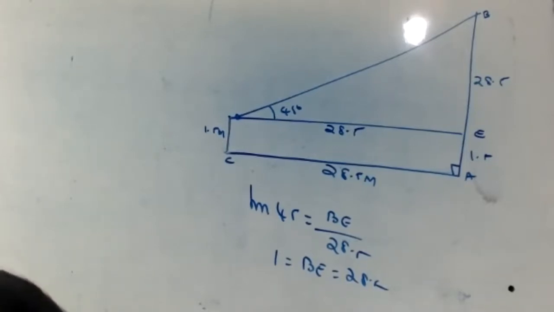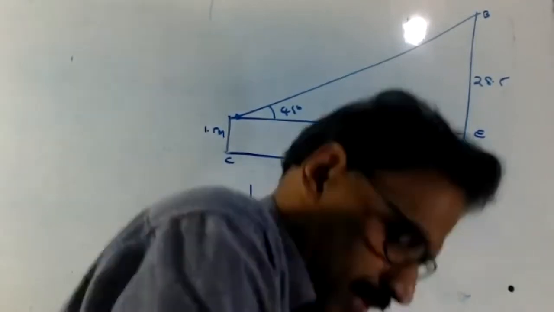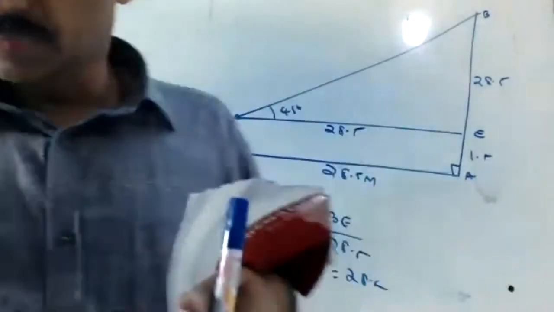You take root 3, root 3 you can take value 1.73. Okay, take the root 3 value 1.73. Okay, you're trying now, right? Hello, you try first, then I'll explain here.